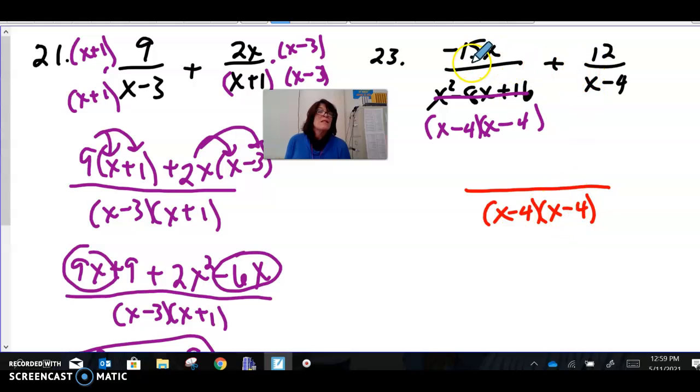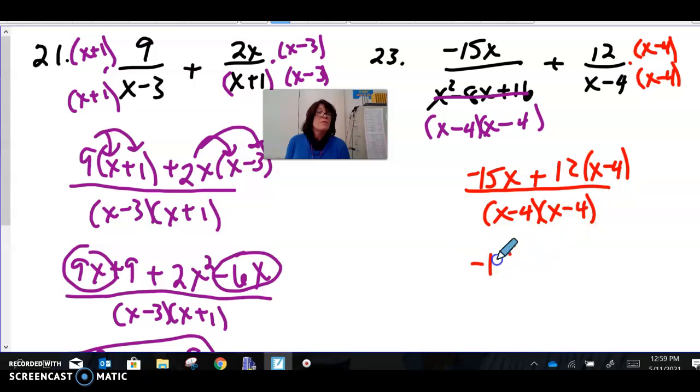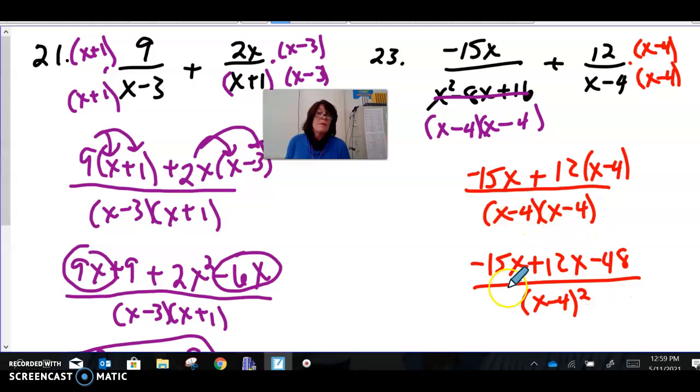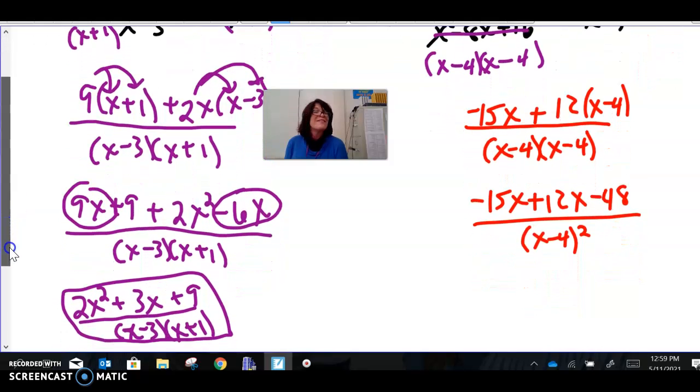Okay? So this already has 2x minus 4s. I don't have to multiply the negative 15x times anything. This does need another x minus 4. It only has 1. So I'm going to have to multiply the 12 times x minus 4. Okay, I'll distribute the 12 through. I'm going to write this as x minus 4 squared. Okay, x minus 4 times x minus 4. If I have something times itself, I can write it as squared.